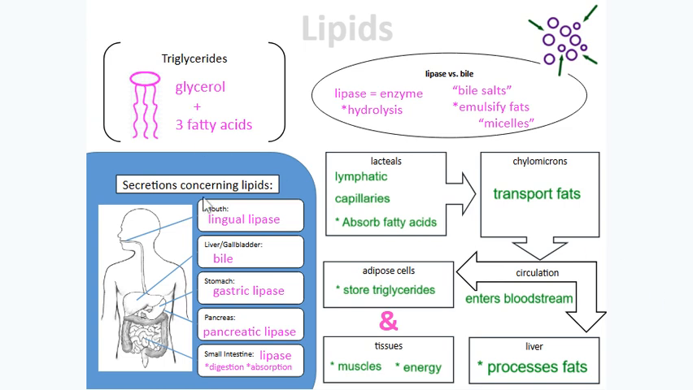So triglycerides are broken down. They are absorbed into your lymphatic system. They travel through these chylomicrons around the body and end up at your liver to be processed.